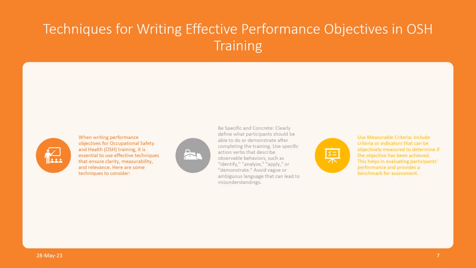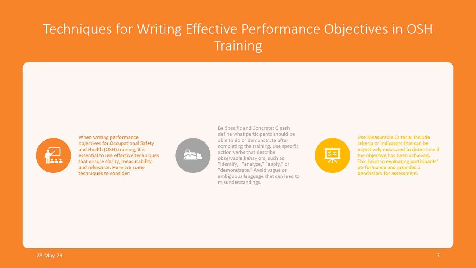These are some techniques. How are we going to write effective performance objectives for OSH trainings? When we write performance objectives for occupational safety and health training, it is essential to use effective techniques, so that we ensure we have a clear objective that can be measured.